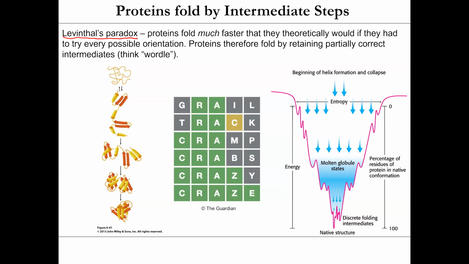So subsequent work has found that proteins fold by retaining partially correct intermediates. This funnel here is a good depiction of that. One part of the protein will fold pretty quickly and find a thermodynamically stable conformation, and then other parts of the protein can fold as well until you get to a fully folded, thermodynamically stable conformation.